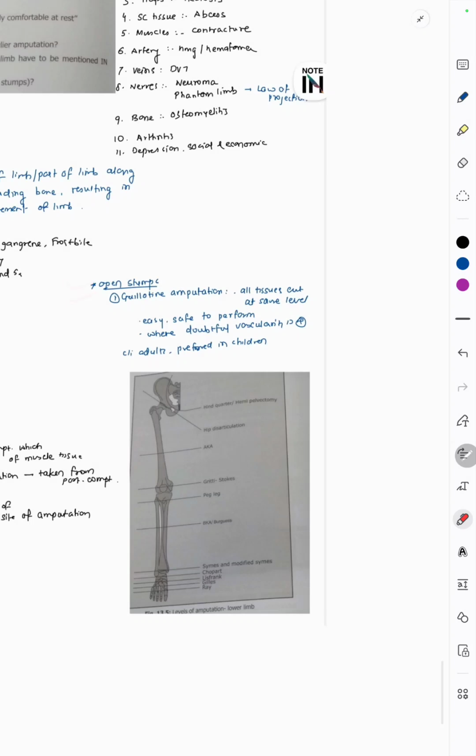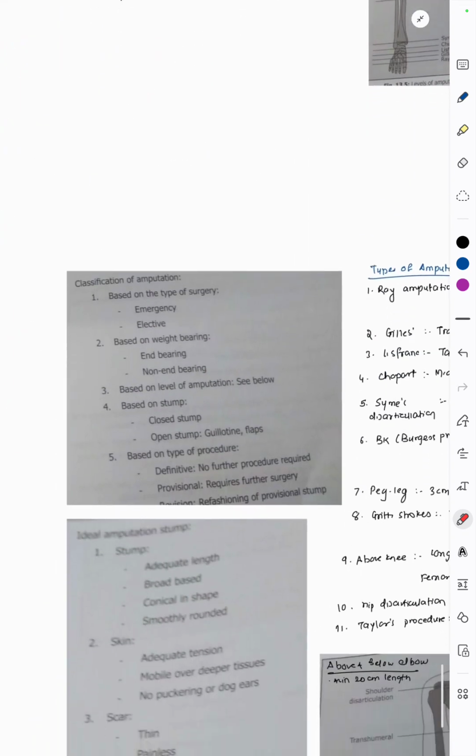The stumps are kept open in case of guillotine amputations. Guillotine amputation is generally done in case of children. It is contraindicated in adults. It is easy and safe to perform. Doubtful when the vascularity is present, however.